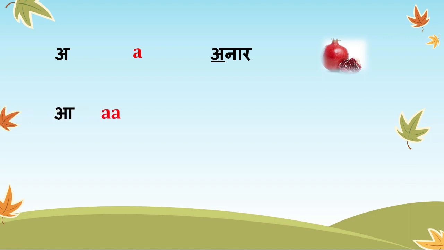Next is the variation of the first letter A, the long version of A. In English, it's double A. Make sure the mouth is very relaxed and the sound originates from the throat. Repeat with me. A. Again. A. A for aam, which means mango.